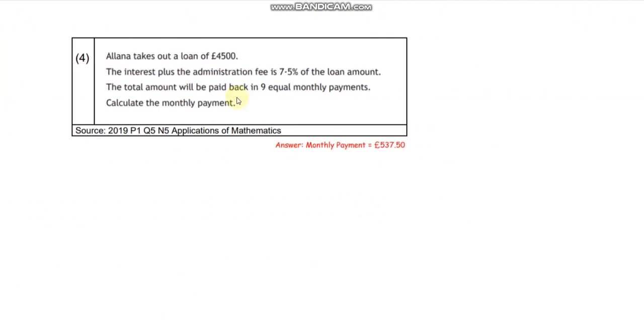Next question, we've got a loan, and when you go through these questions, highlight the useful information. So we've got a loan, and we've got an admin fee, and then the total amount will be 9 payments. So what's our monthly payment? Well, our total payment then, and write this in English, have a think, is 4,500 plus the 7.5% fee. That's the total amount. So how do I work out 7.5?